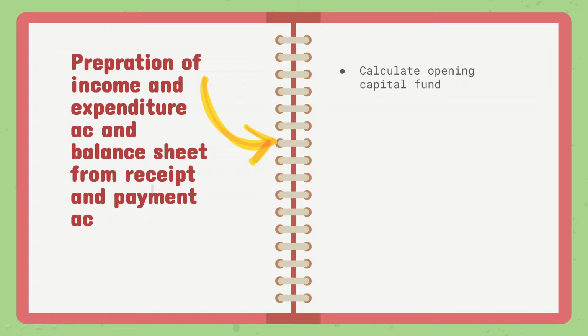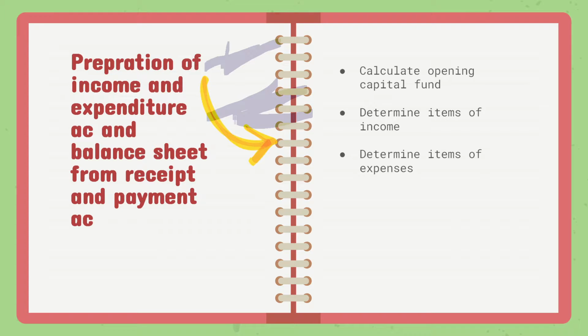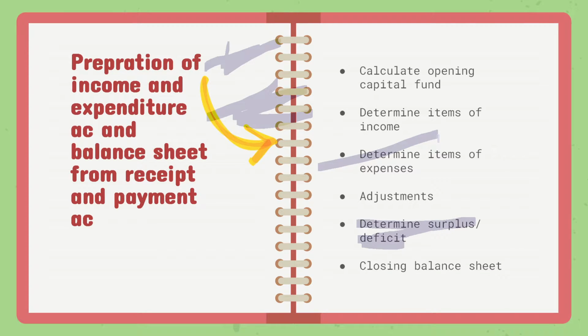First, we'll calculate the opening capital fund. We'll do it by preparing the balance sheet of the previous year, and whatever the closing capital fund of the previous year is, we get it as the opening capital fund for this year. Then we'll determine all the income, expenses and adjustments, and using these we'll create the income and expenditure account. From that we'll get the surplus or deficit, then add the surplus or subtract the deficit in the capital fund, and using that we'll create the closing balance sheet. And if our balance sheet matches, hooray, congratulations, you've done the question correctly.